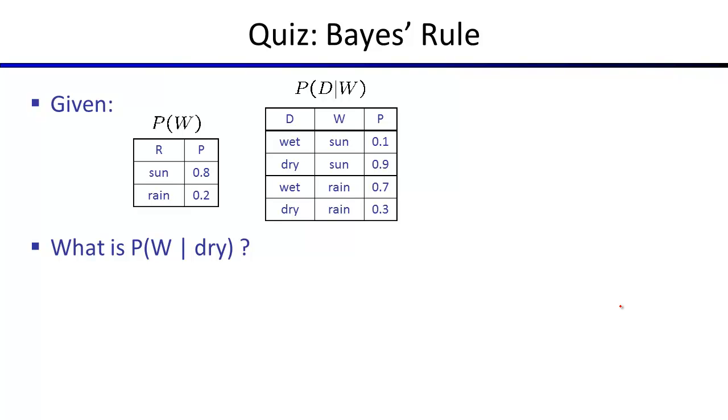Okay, let's work together through a little quiz here. We have a prior for capital W, weather. We have a conditional for dry or not dry, given the weather. Can we find a distribution that gives us the distribution over weather, given we observed the conditions are dry? Okay, Bayes' rule tells us this is equal to the probability of dry given weather times probability for weather divided by the probability for dry.